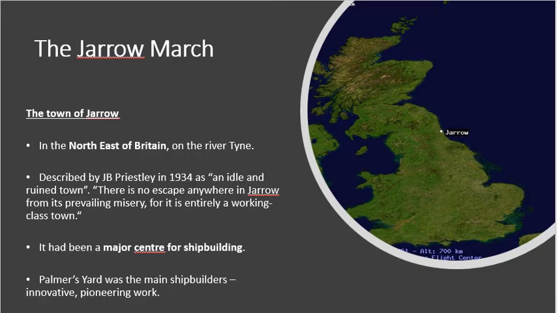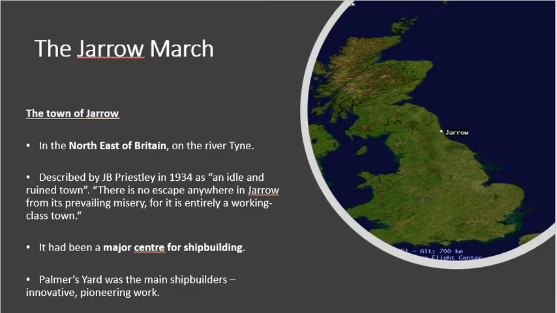It was described by a British playwright, J.B. Priestley, as an idle and ruined town. "There is no escape anywhere in Jarrow from its prevailing misery, for it is an entirely working class town." While that's a grim description, that was what Jarrow was. It was a working class town where everybody either worked directly in shipbuilding or was indirectly employed from shipbuilding.